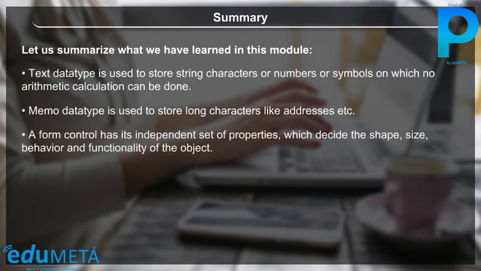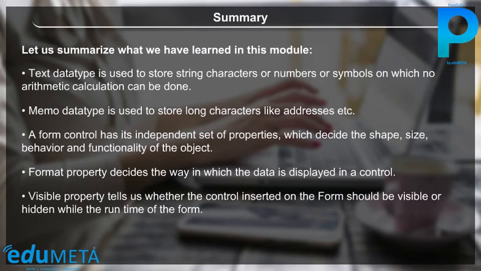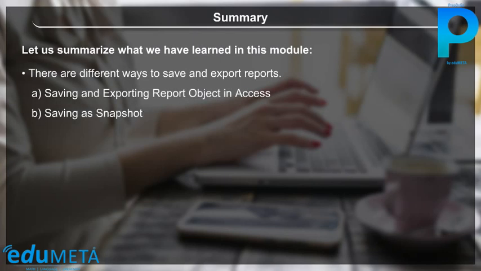A form control has its independent set of properties which decide the shape, size, behavior, and functionality of the object. The Format property decides the way in which the data is displayed in a control. The Visible property tells us whether the control inserted on the form should be visible or hidden during the runtime of the form. There are different ways to save and export reports. A. Saving and exporting report object in Access. B. Saving as snapshot. C. Exporting to Excel. D. Exporting to Word.